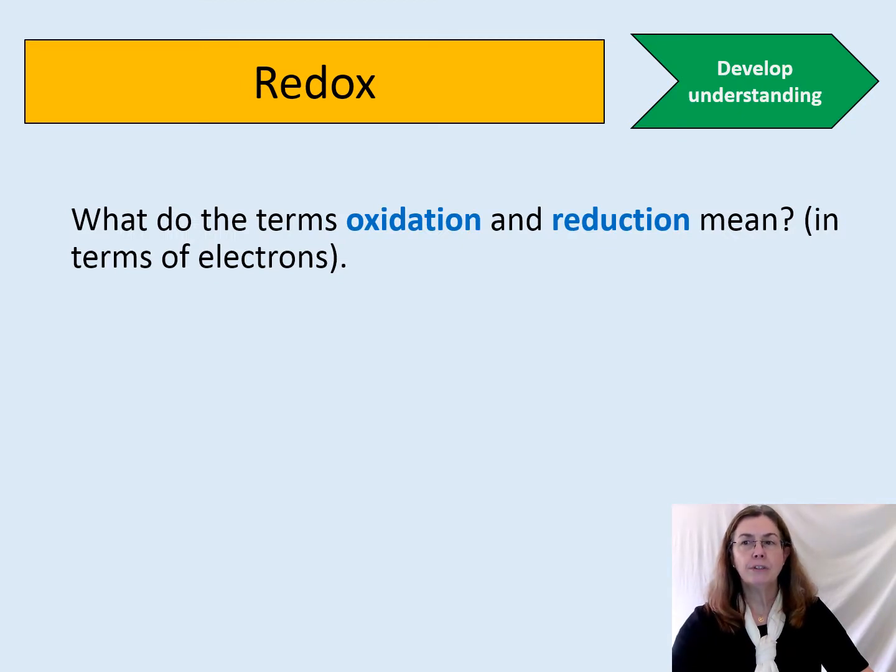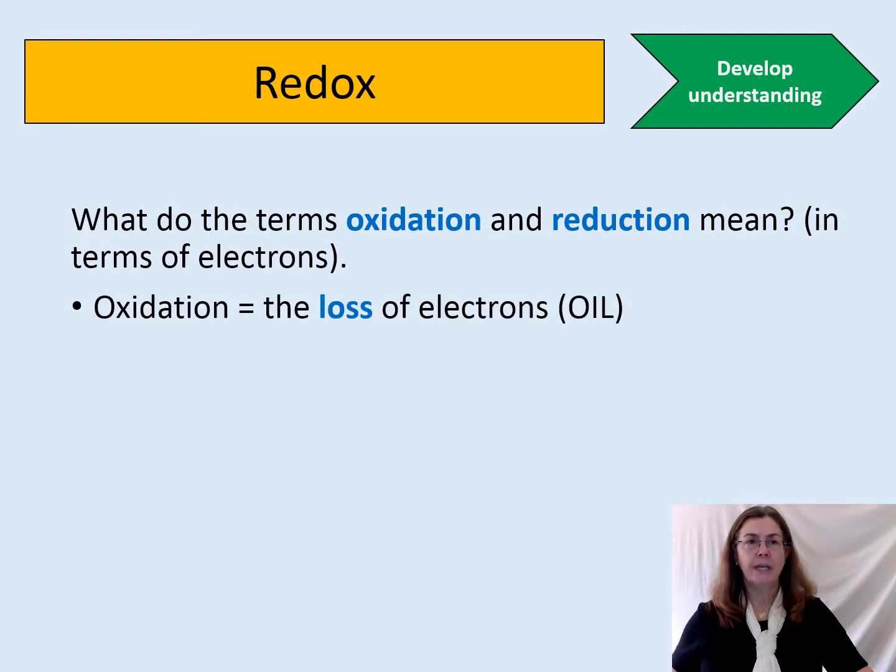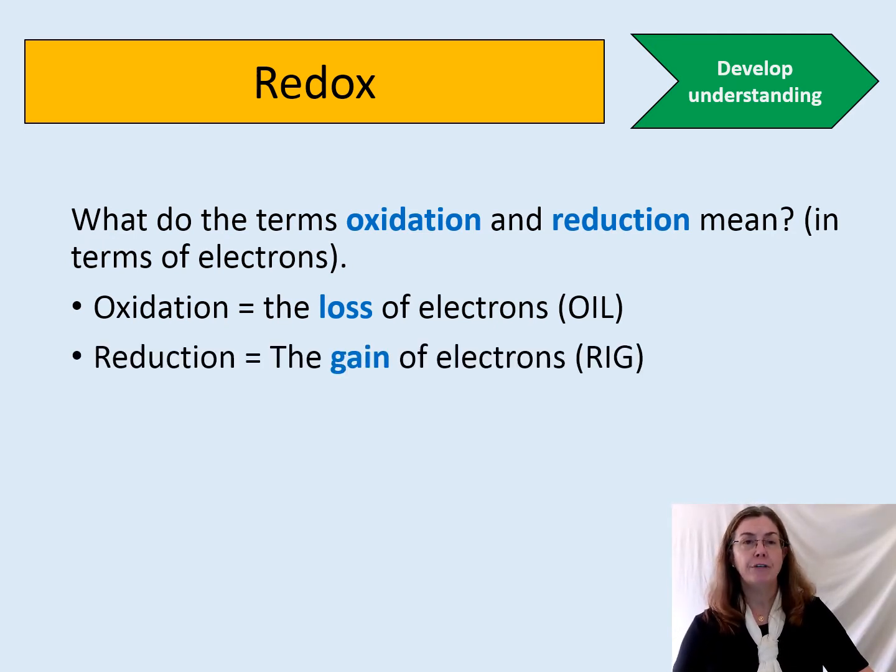But what does redox mean in terms of electrons? So oxidation is the loss of electrons. Oxidation is loss, oil. That's the oil of oil rig. And reduction is the gain of electrons. So reduction is gain of electrons. That's the rig of oil rig.